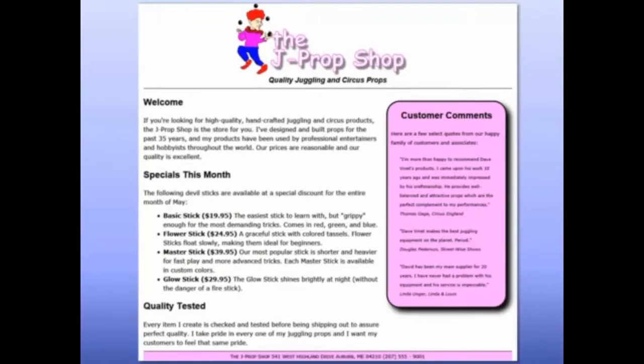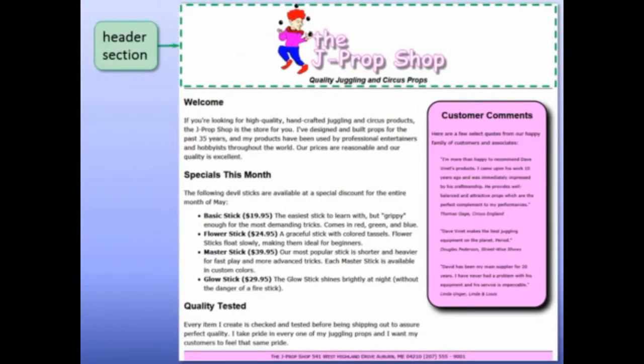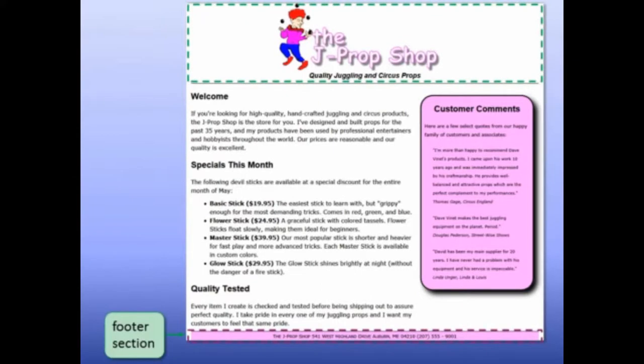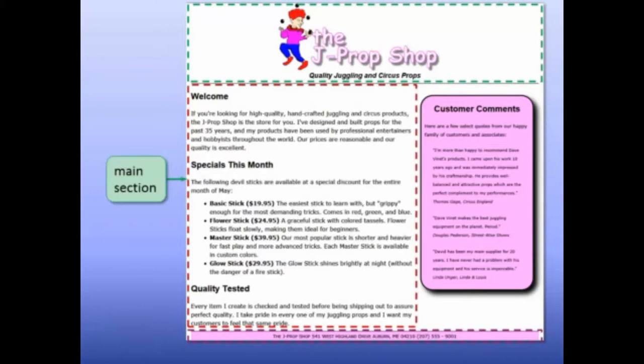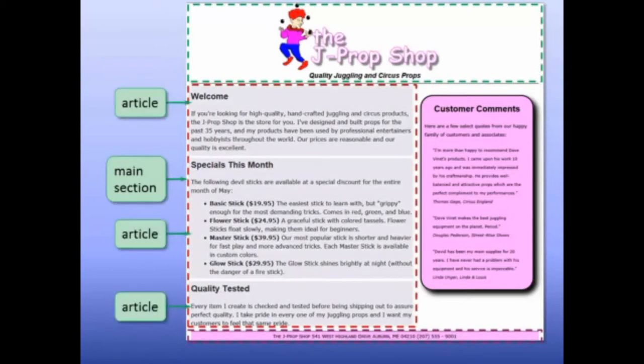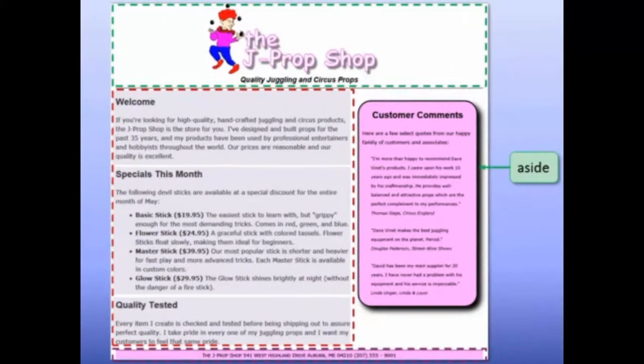Before you start coding the body section, it's a good idea to plan the entire web page to identify potential problems. The web page for the JProp shop is based on this flyer. It contains several elements common to many web pages, including a header section which displays the company's logo. The footer section displays contact information for the JProp shop. The main section describes the business and is organized into subsections known as articles. The sidebar section containing customer comments is called an aside.